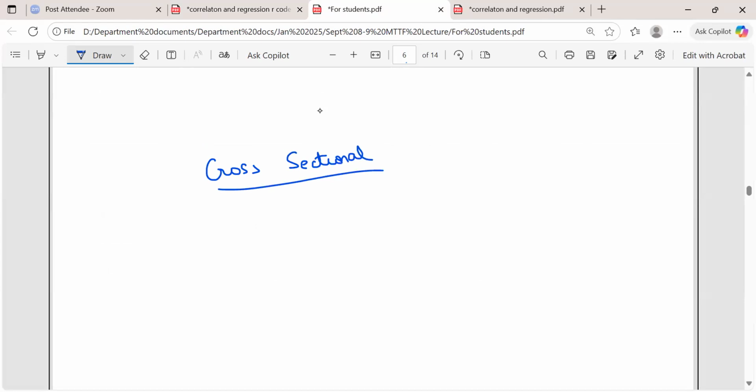Cross-sectional means, like the example that we have discussed just now, that we are covering different observations at a single time. For example, if I am collecting information from a class that consists of 50 students, 100 students, and their height and weight. Or we can think about an example in which I am taking 50 cars of different weights, but at the same time. So that is an example of cross-section.